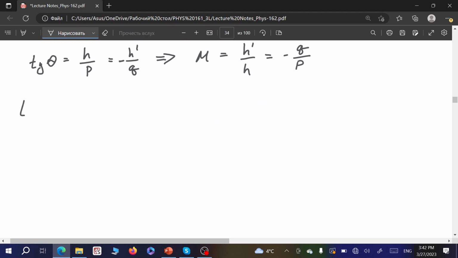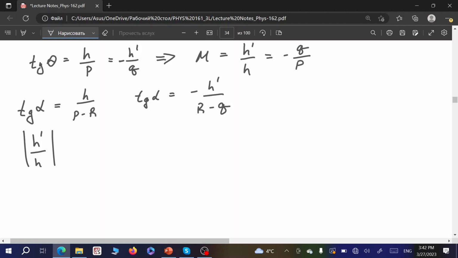And tangent alpha, that was about angle alpha, can be expressed from the small red triangle as h over p minus r, where p is the position of the object, and r is the radius of the curvature. And the same tangent alpha from the small green triangle can be expressed as minus h prime over r minus q, where q is the position of the real image with respect to the mirror. So now, taking this into account, we can consider the absolute value for magnification, h prime over h, and that will be r minus q divided by p minus r.